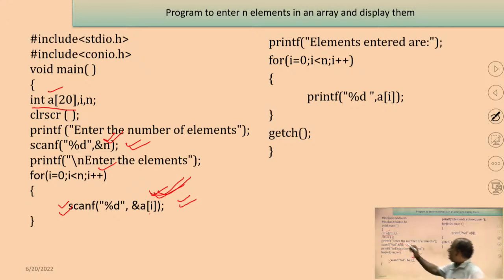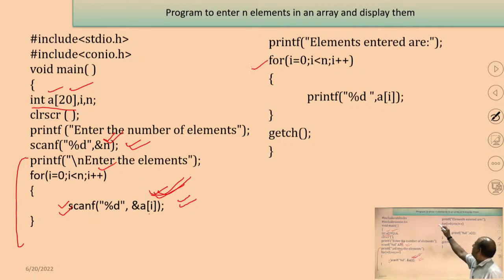By declaring, we have just created a blank array, and whenever we take the input like this, the input goes to that memory location, to those variables. To print those n elements, we use the same concept. We create the loop from 0 to less than n and put printf %d A of I inside it.